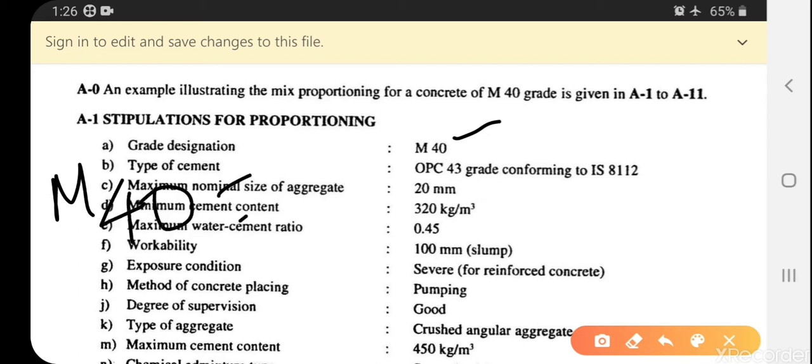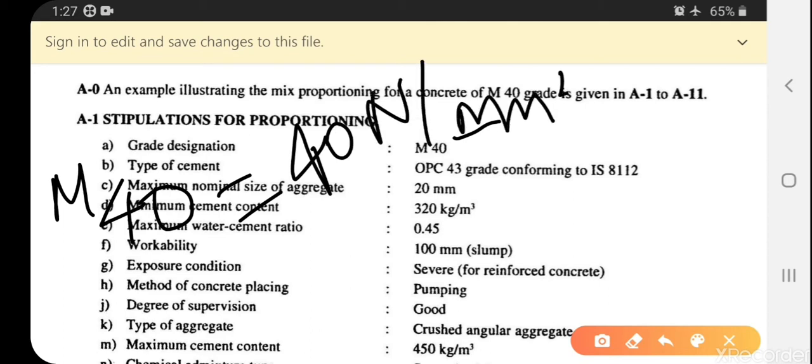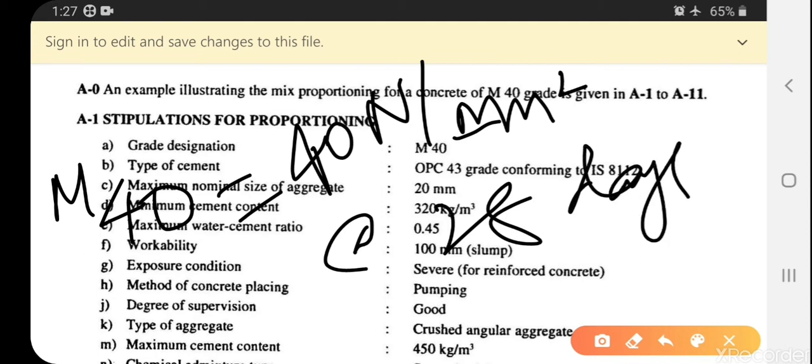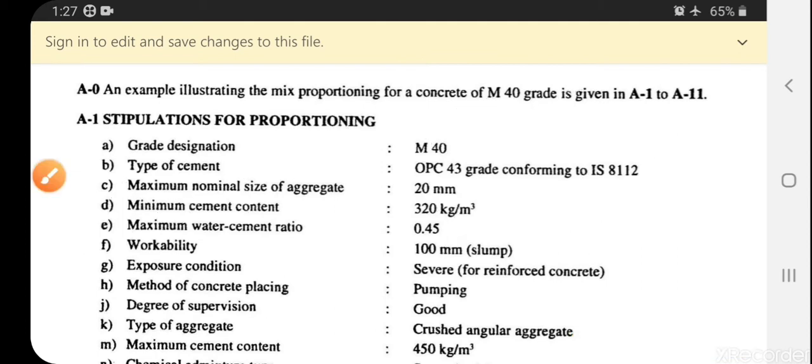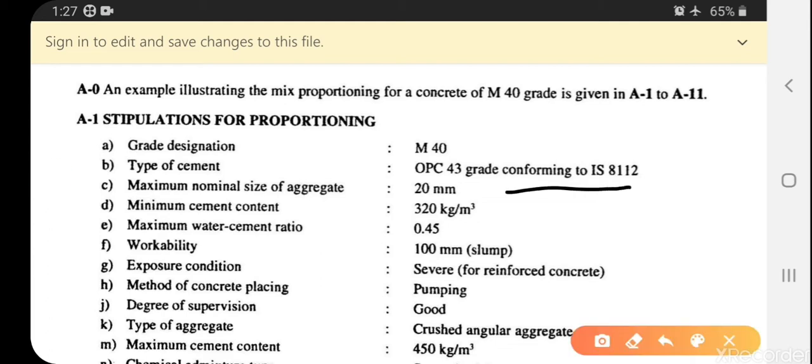It means nothing but our target compressive strength should be 40 Newton per mm square after 28 days. So the minimum compressive strength of the concrete should be 40 Newton per mm square after 28 days. Next, type of the cement: OPC 43 grade, conforming to the IS code IS 8112. This is only the reference for cement.